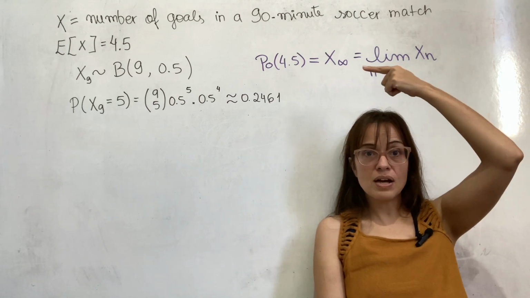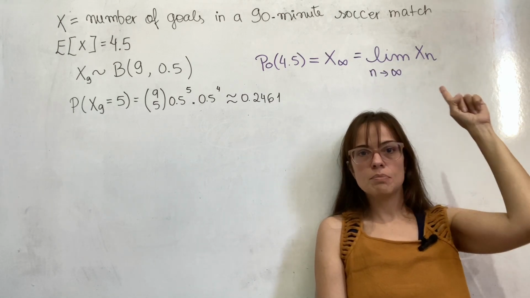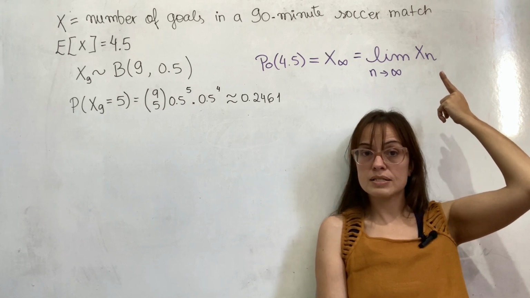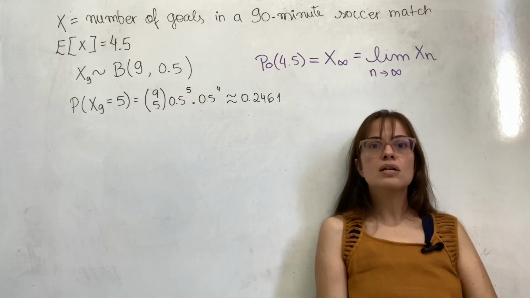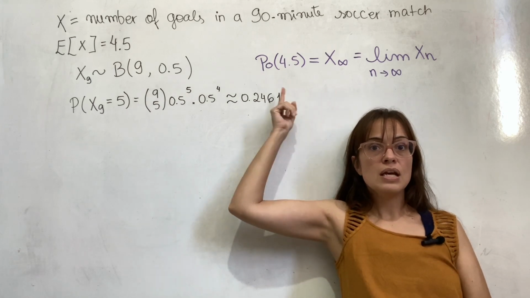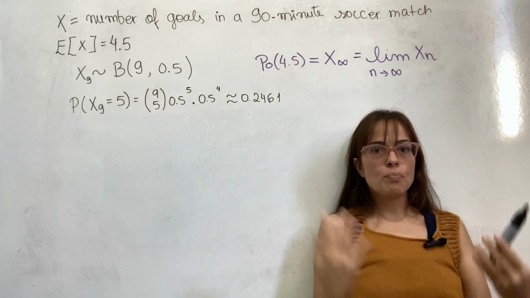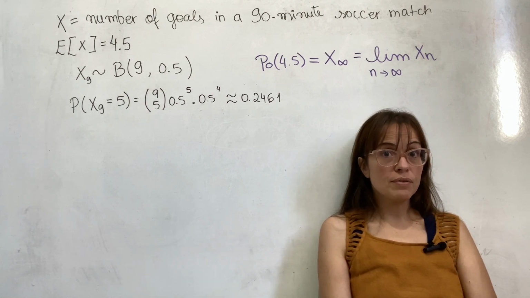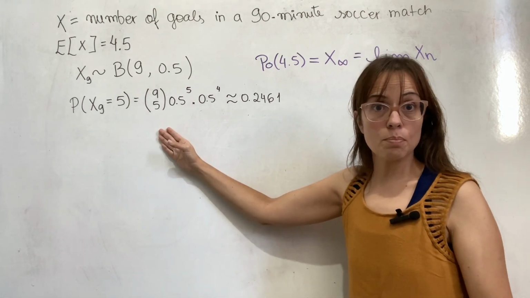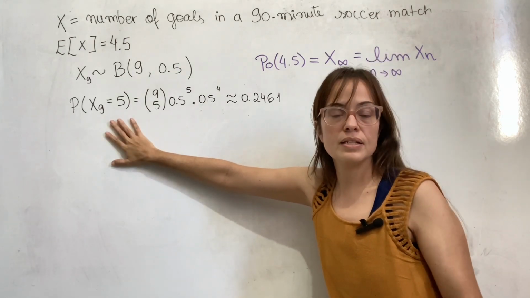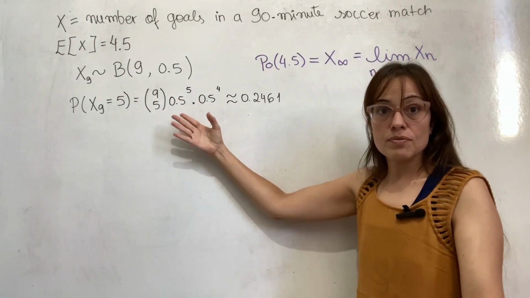But you can define x infinity to be the limit as n goes to infinity of the distributions x n. So that's what I'm defining here. And then I'm saying that this limit, this distribution x infinity, is what I'm going to call the Poisson distribution with that expected value of 4.5. Over here I have the first example, which is x9, and I'm calculating the probability that x9 is equal to 5. So 5 goals in the match.